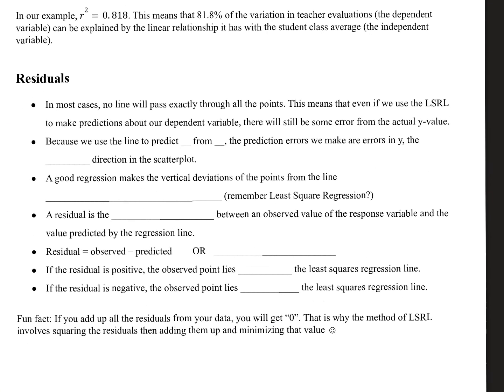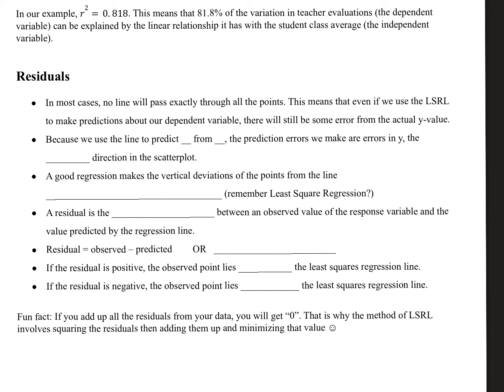That also brings us to something called residuals. So in the majority of cases, a least squares regression is not going to pass exactly through all of the points. Okay? So even if we use that line to make predictions about our dependent variable, there's still going to be some error from the actual y value. And we saw that in the example where I used the equation to calculate our value for a score of 85. It was different from the actual y value.